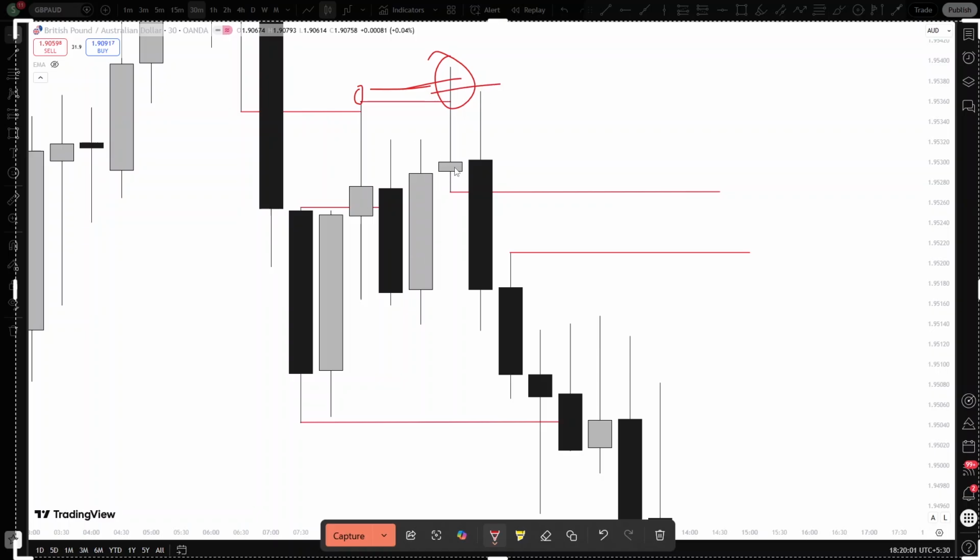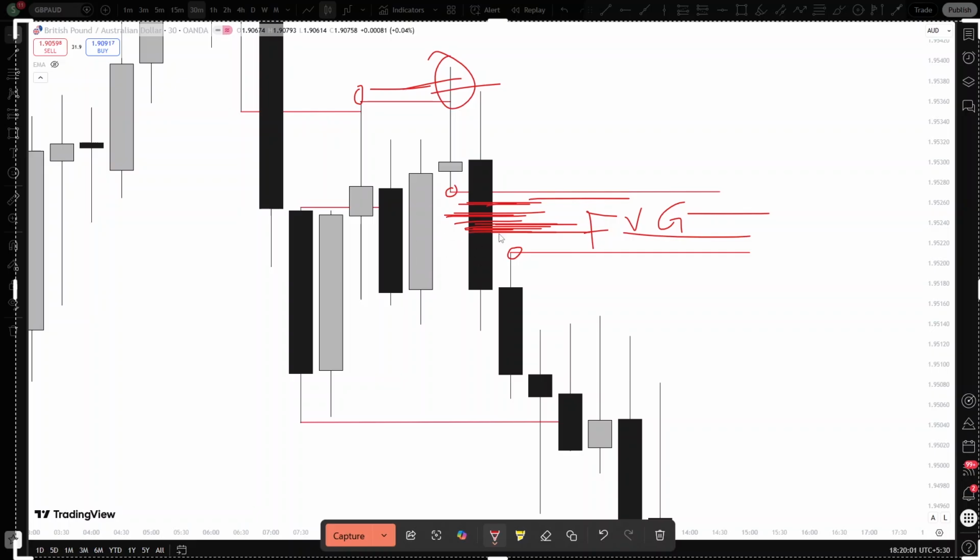After taking out liquidity, we have to wait for the market to give us a fair value gap, which is this one. Why do we say this one is a fair value gap? We are saying that this is the fair value gap because this wick and this wick did not meet. They left this space. This space was unmitigated or unfilled. So there is nothing here. There is nothing that the market did at this particular point.